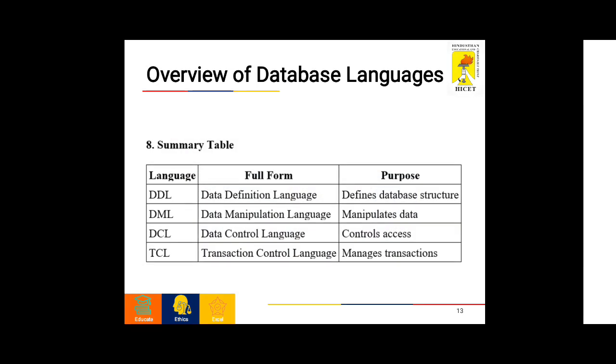This is the summary table of the four classifications of database languages: DDL, DML, DCL, and TCL. DDL means data definition language, and its purpose is to define database structure. DML means data manipulation language, and the purpose is to manipulate data. DCL means data control language, and the purpose is to control access. And TCL means transaction control language, and the purpose is to manage transactions.